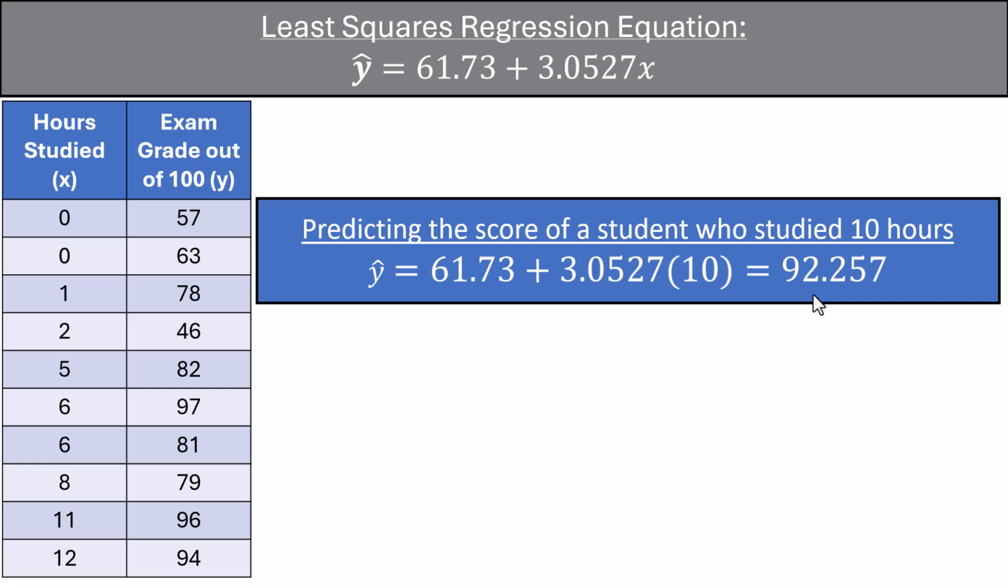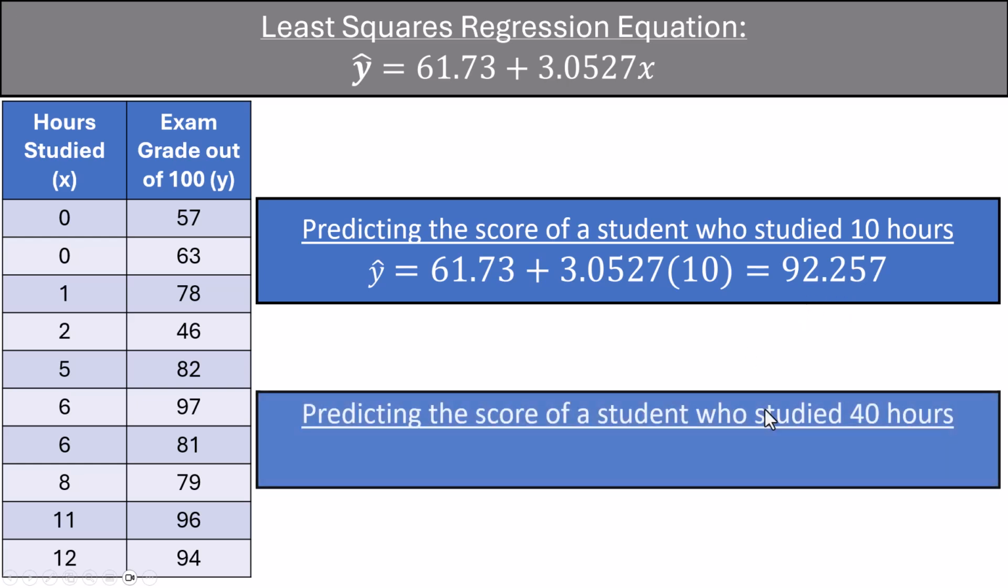So that says if a student was to study for 10 hours, then we would predict their exam grade to be about a 92. What about a student who studies for 40 hours? So maybe you're the overachiever and you just go out there and just study all night. Have you ever studied 40 hours for an exam? Man, I have. I've had some really big exams that I had to take in grad school, etc., that were very, very long, and I studied for weeks for some of these things.